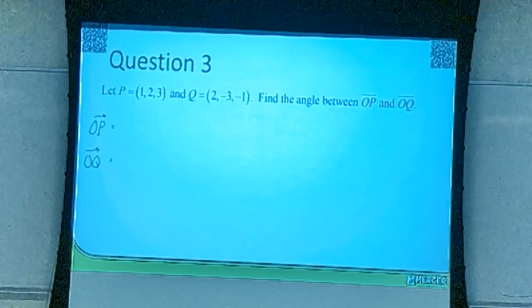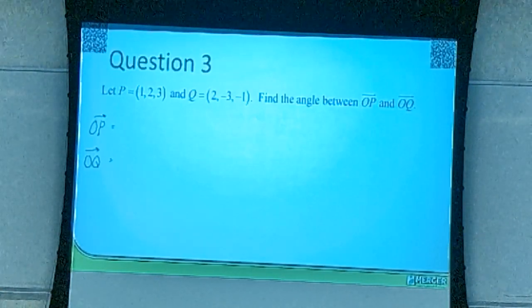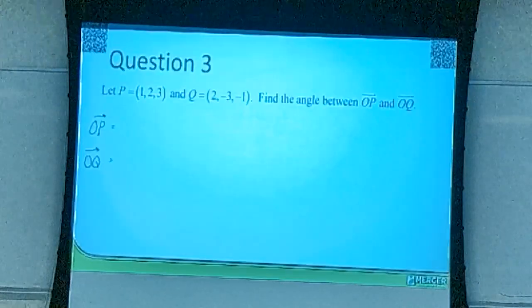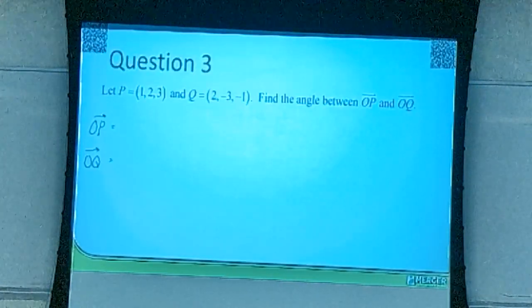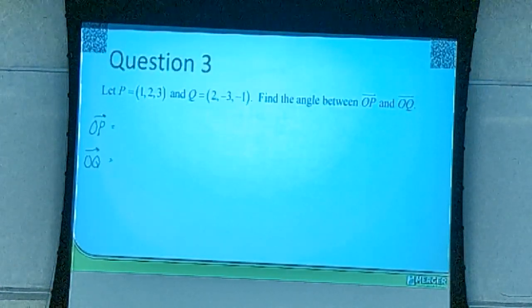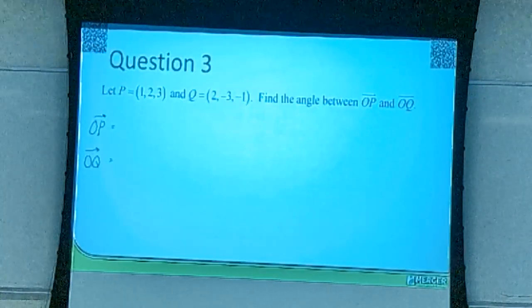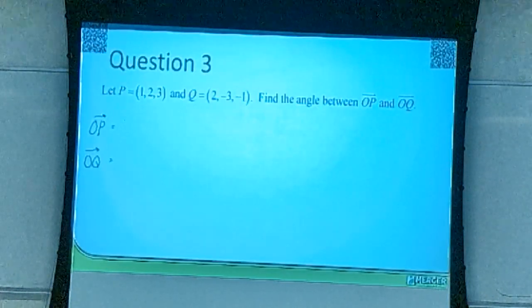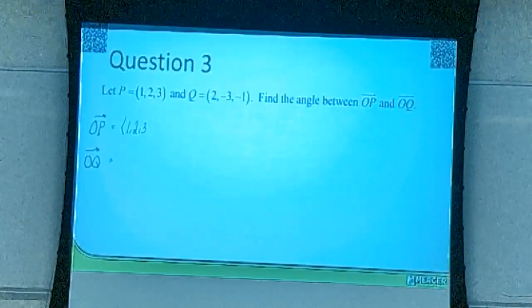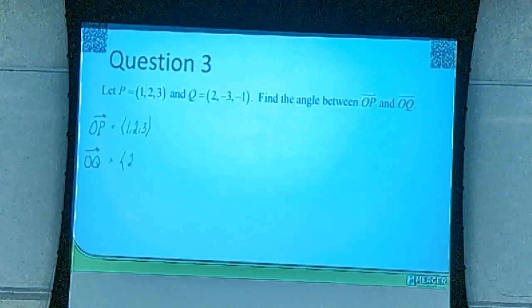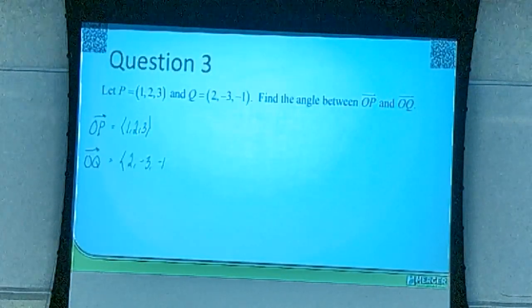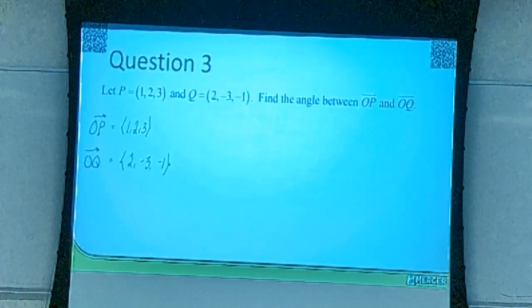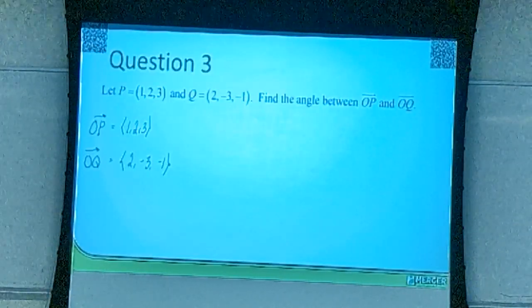So line segment OP would be the vector that has initial point origin and terminal point P, which makes finding its component form very easy. Now, because those vectors are already in standard form.